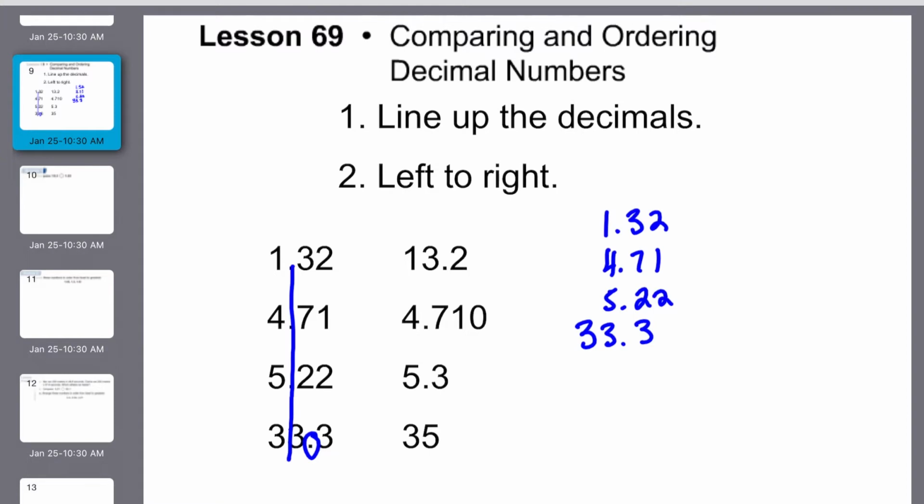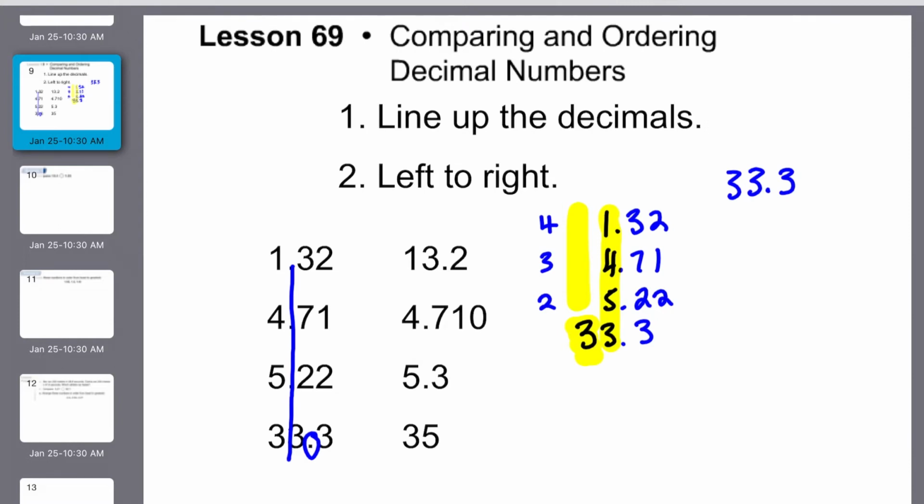So you just start and go left to right as the second step. So here we have a 3. There's nothing above here, so we know that 33.3 is the largest of those numbers. And then the next largest, we just look at the next column. 5 is larger than 4, so the 5 one would be the next largest. So this would be the second largest, 4 would be the third largest, the 1 would be the fourth largest.